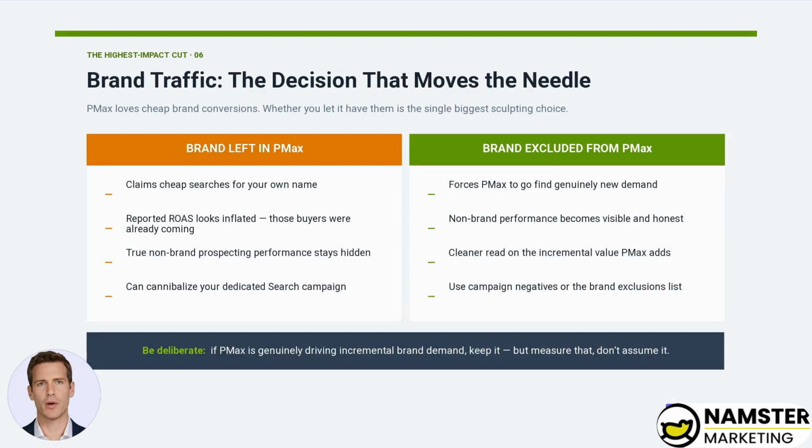The decision regarding brand traffic is perhaps the single highest impact choice you will make. PMax loves brand conversions because they are cheap and easy, but this can be deceptive. If you leave brand in PMax, your reported ROAS will look inflated, but your true non-brand prospecting performance remains hidden. It can also cannibalize your dedicated brand search campaigns. Conversely, if you exclude brand from PMax, you force the algorithm to go find genuinely new demand.